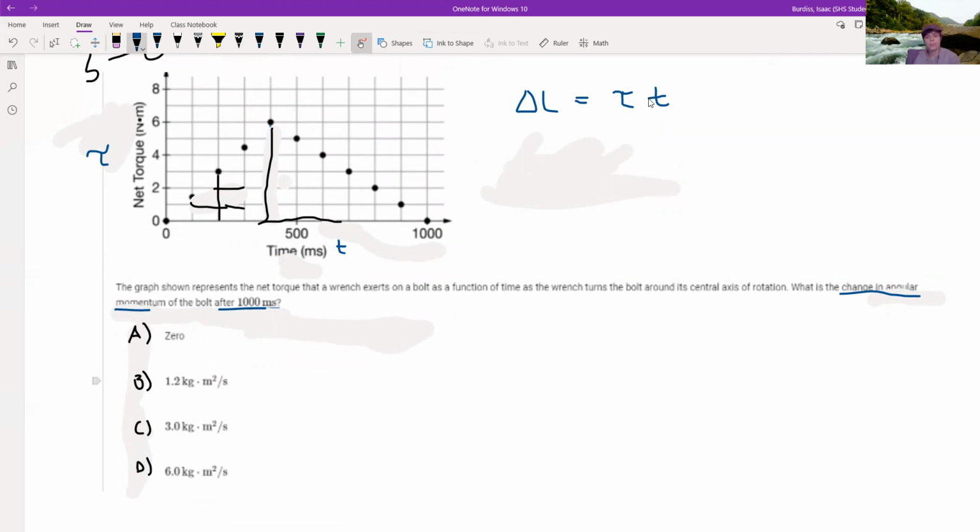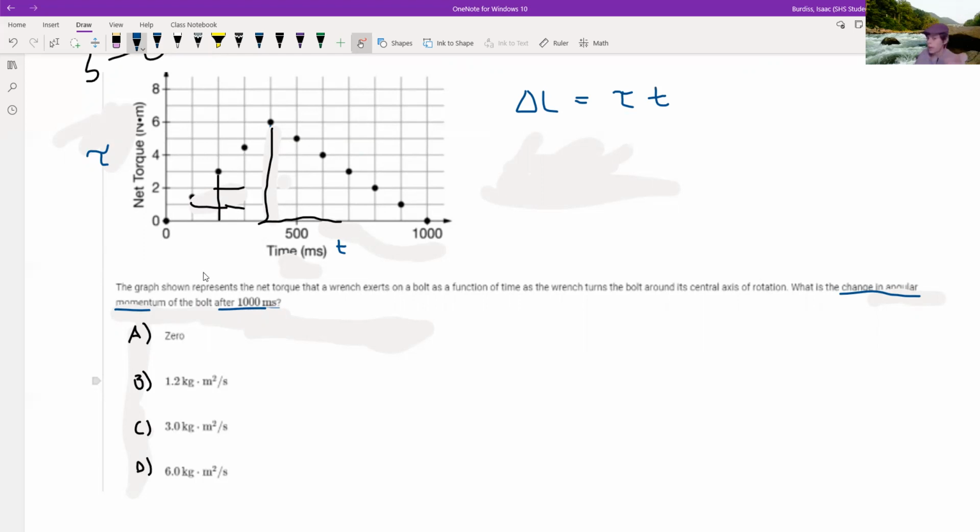Do we need to do the slope? No, because that would be torque divided by time, y over x. So we have to do area under the curve. There we go. So area under the curve is what we're trying to do.